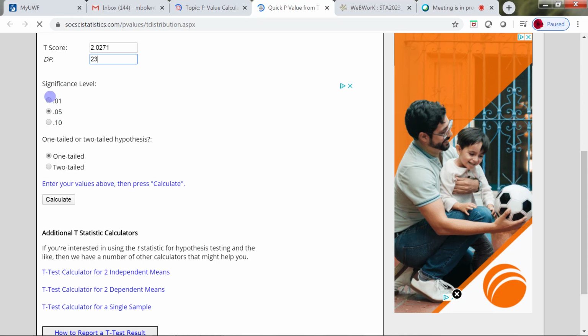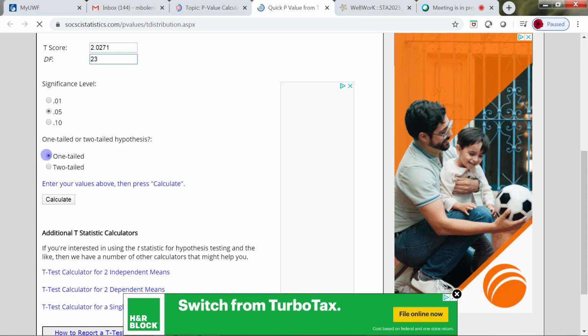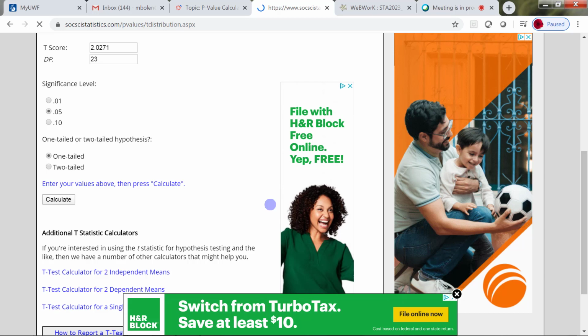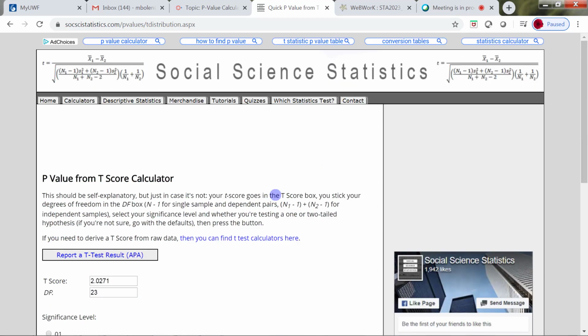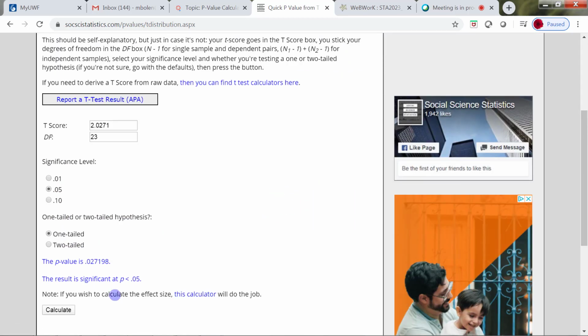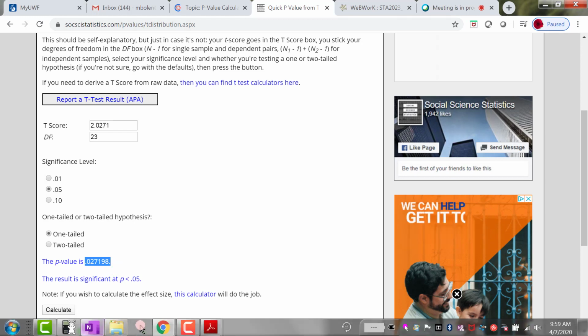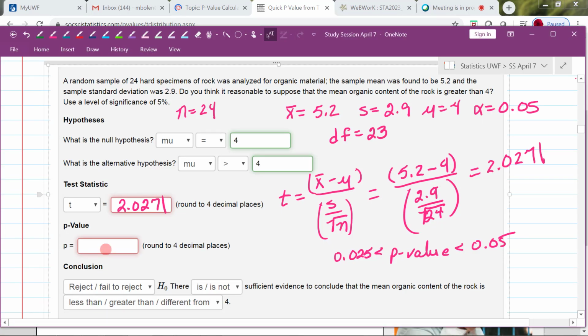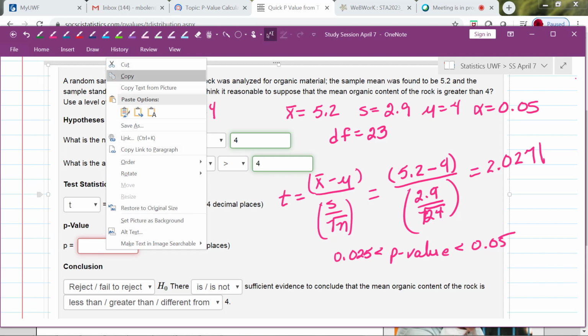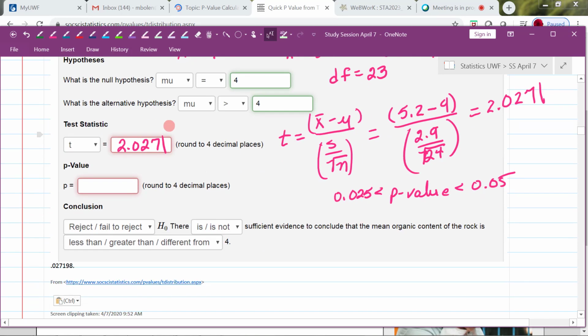The alpha level doesn't really matter because we're just getting the p-value, and it's a one-tailed test, so we're going to hit calculate, and our p-value is going to be 0.027198. So this is our p-value right here. We'll copy this and put it right here. Paste. Oops. Well, we'll just leave it there and I'll handwrite it in.